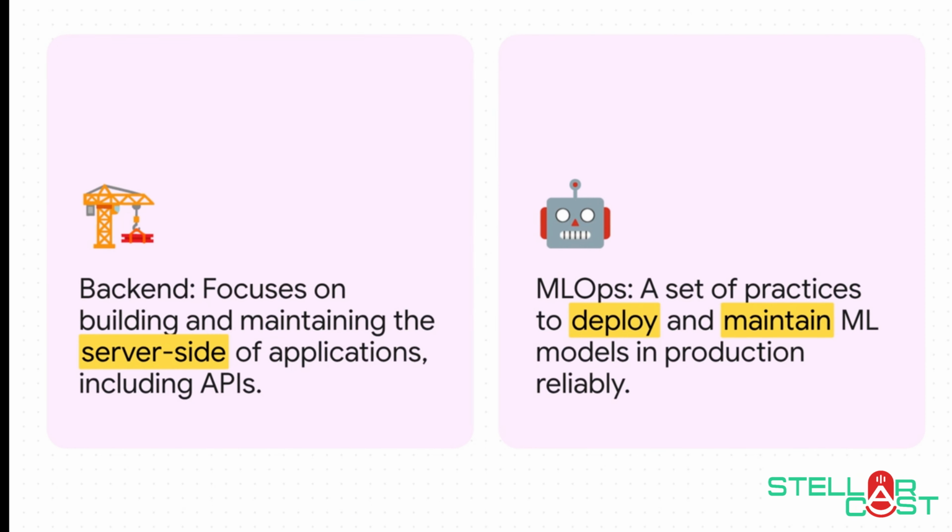Now, it is absolutely crucial to understand the difference between these two. So let's stick with our analogy. Think of the backend as the physical stage itself, the lighting rig, the sound system, all the structural stuff that supports the show. MLOps, on the other hand, that's the entire production crew. It's the director, the stagehands, the whole process from rehearsals to opening night. It's their job to make sure the AI, our star actor, delivers a flawless performance every single time.